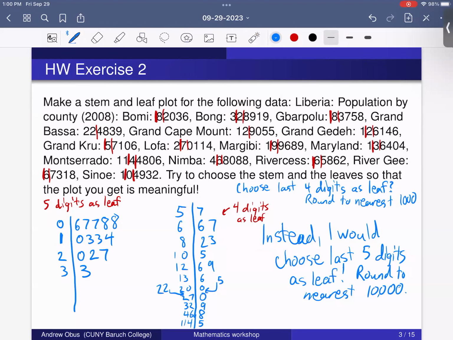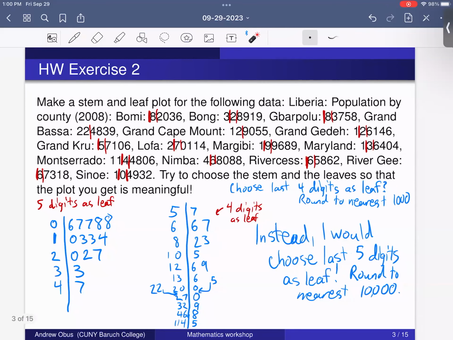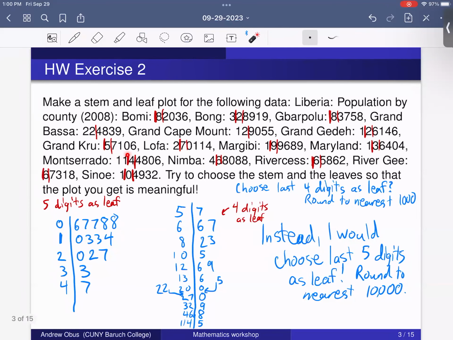And then with Nimba, this rounds to 470,000. So I have a 4 and a 7. And then Montserrato rounds to 1,100,000. So now I would have an 11 over here. Sorry, 1,140,000. So I'd have an 11 here with a 4.